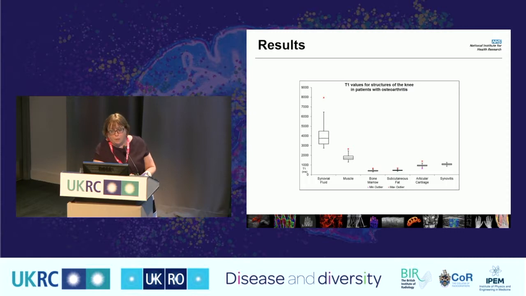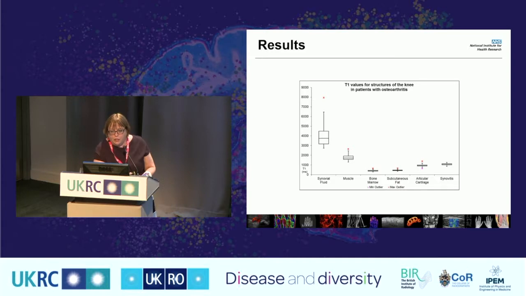Likewise, the muscle actually came in quite narrow as well, considering we had all these patients that had atrophic muscles. Bone marrow was as tight as could be, plus subcutaneous fat, which is what we would expect. It's fat. We know that fat's got a T1 of 350 on a 3 Tesla magnet. Articular cartilage also was quite neat and niche, but what I wasn't expecting, and what was quite the revelation of this whole project, was that synovitis was as tight as could be as well.